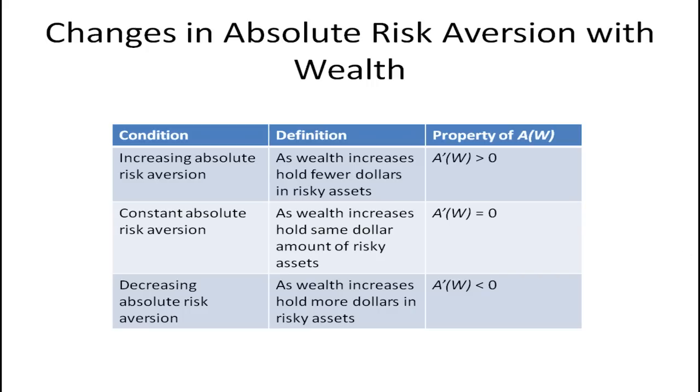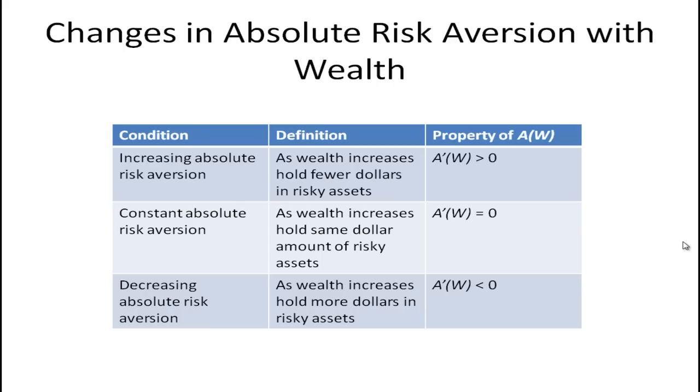If it's equal to 0, that's what we call constant absolute risk aversion. This is the case where as wealth increases, you hold the same dollar amount of risky assets. And then if it's less than 0, we call that decreasing absolute risk aversion. As wealth increases, you hold more dollars in risky assets.